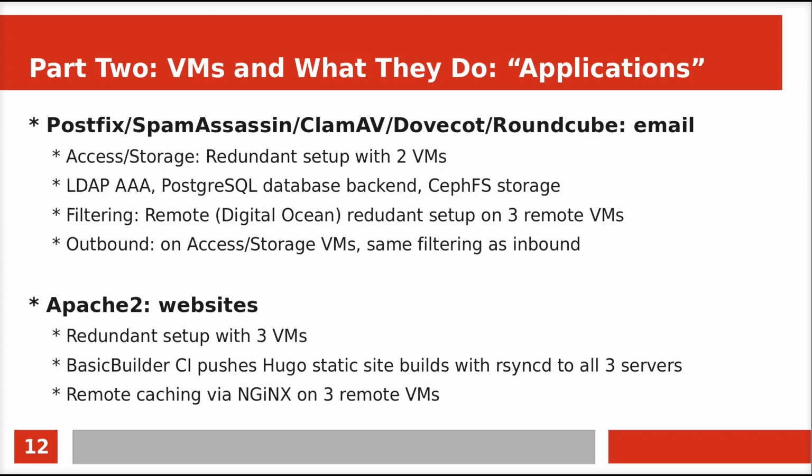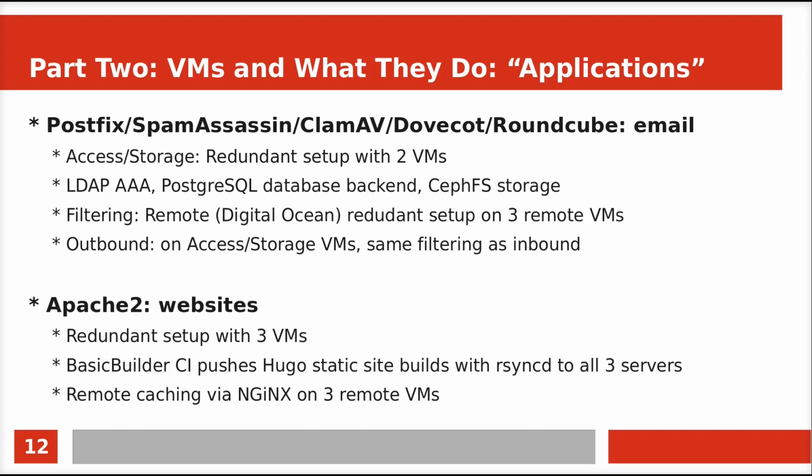Okay, next up, Apache, which is websites. So this is another redundant setup with 3 VMs. And this is using that basic builder CI, and I mentioned I have Hugo static sites. I have a couple of my own. I have at least 4 websites that go here. I have a friend with at least 1. But they're all Hugo sites, and then this CI builds the Hugo site and then pushes it using rsyncd to all 3 of those web servers. So they're always kept up to date.